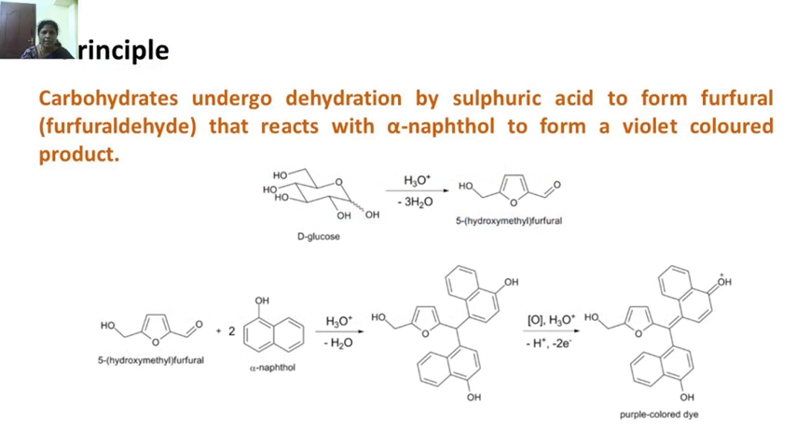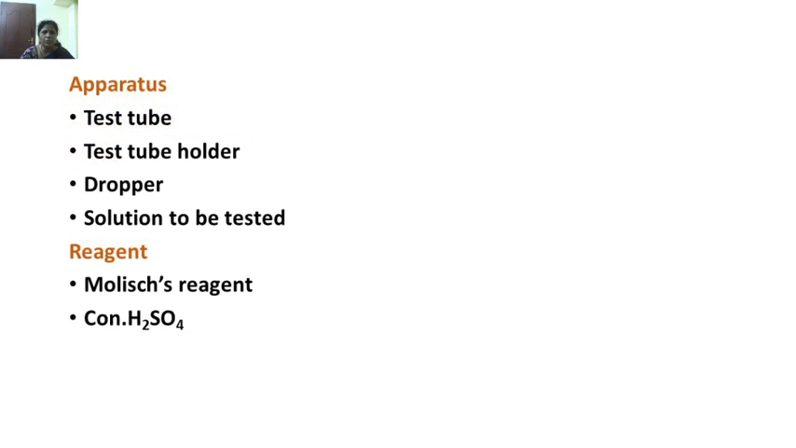And the principle behind this Molisch test is carbohydrates undergo dehydration by the addition of sulfuric acid to form furfural that reacts with alpha naphthol of the Molisch reagent to form a violet colored product. And the apparatus used for this test are test tube holder, dropper and the solution to be tested. The reagents used in this test are Molisch reagent and concentrated sulfuric acid.